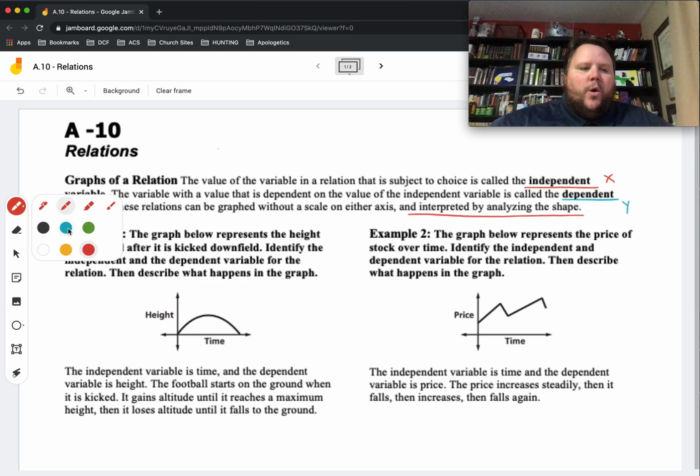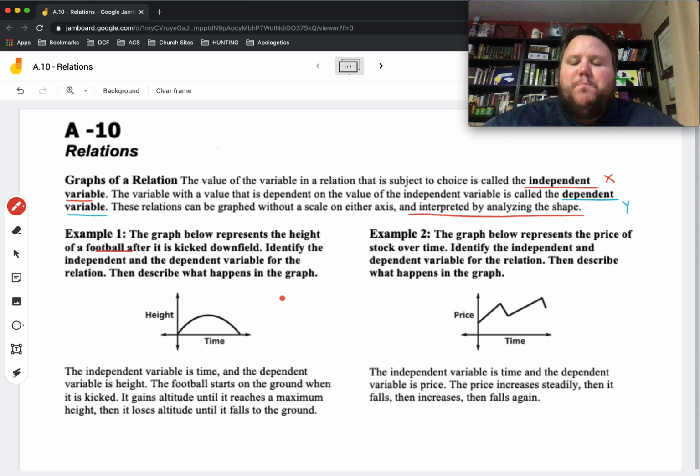So let's look at example 1 together. Example 1, the graph below represents the height of a football after it is kicked downfield. Identify the independent and dependent variable for the relation. Then describe what happens in the graph. So when you think of a football, if you watch football on the kickoff, the ball is on the ground. So if you think of it this way, height is our y-axis. So height is going up and down. It's 0 on the x-axis, right? That's where the ball starts off. So you kick the ball here at time equals 0, and the ball's going up, up, up.